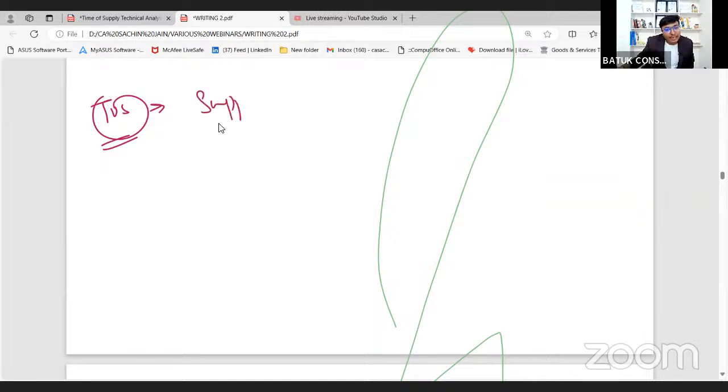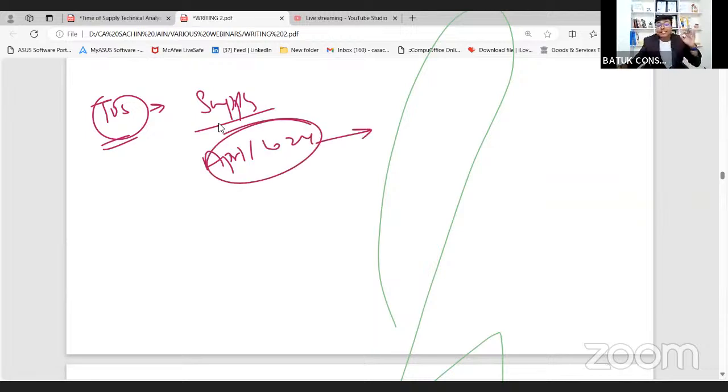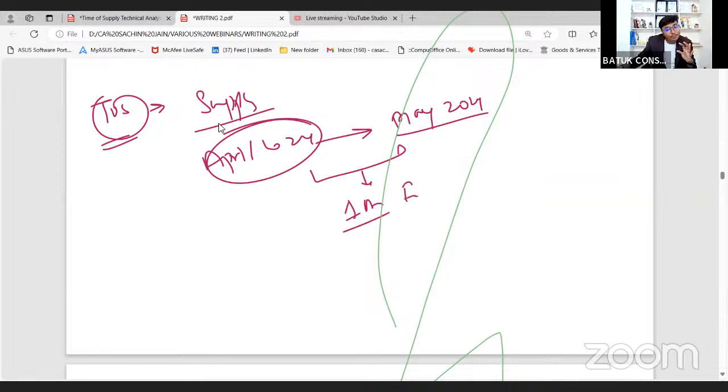Suppose on some supply I need to pay the GST in the month of April 2024, but due to wrong determination of the time of supply I have made the payment in May 2024. That means there will be an implication of 1 month interest, plus the department will also impose a penalty. So that is the implication of wrong determination of the time of supply.